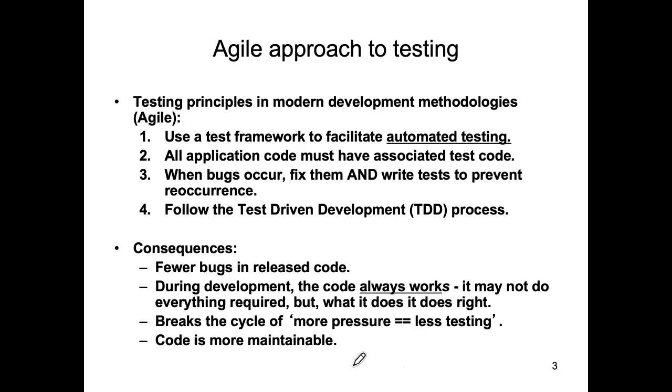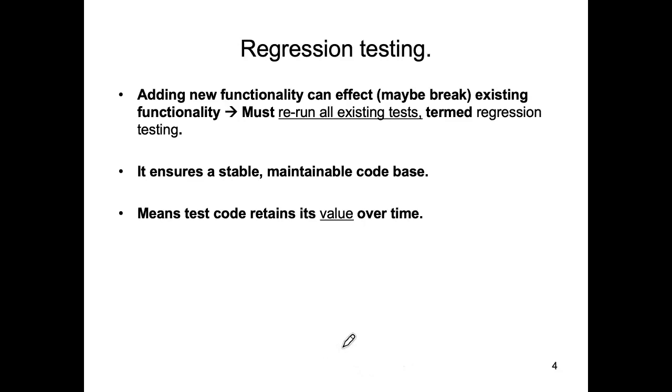Code is more maintainable because it's always working, I guess. Regression testing, I've made this point a couple of times already. Regression testing is really the reason why we put so much effort into automated testing, because our testing code retains its value over time because we're constantly reusing it.